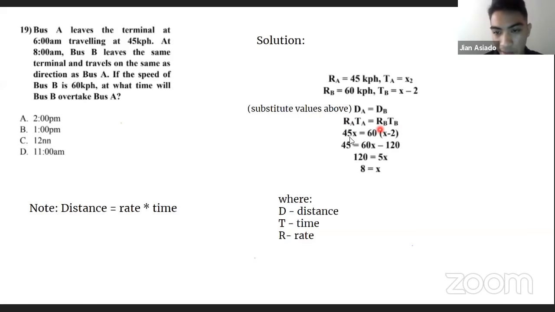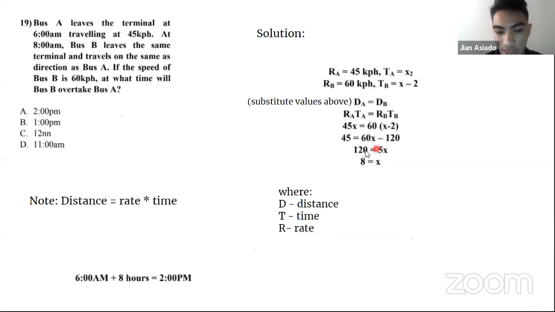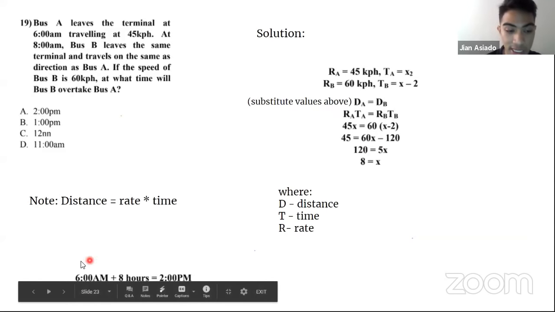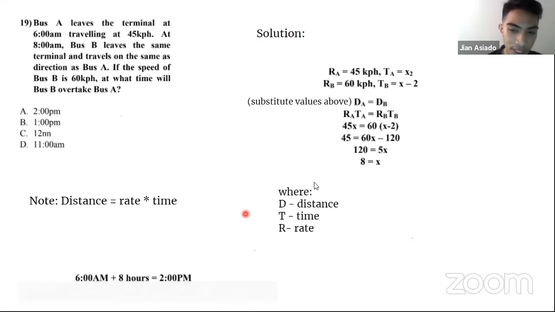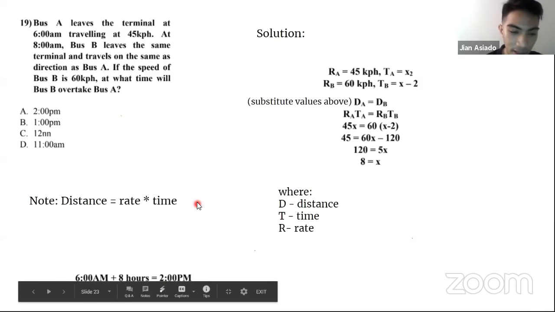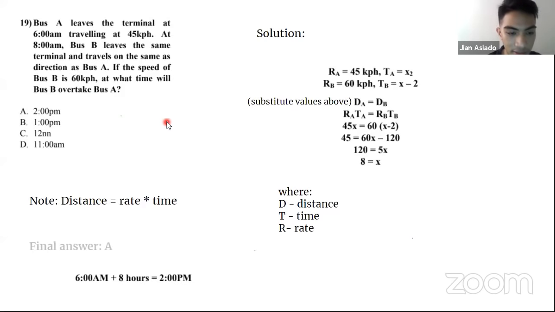So, ayan, manipulate, no? And then 45 is equal to 60x minus 120, and then we get 8 is equal to x. But that's not the final answer, no? So, ito pa lang yung oras, the time it takes for bus A to overtake bus B, no? So, si 6 a.m., kailangan mo siyang i-add dito sa X, 8 hours, no? And then, adding it, makukuha natin 2 p.m., no? And that's A.